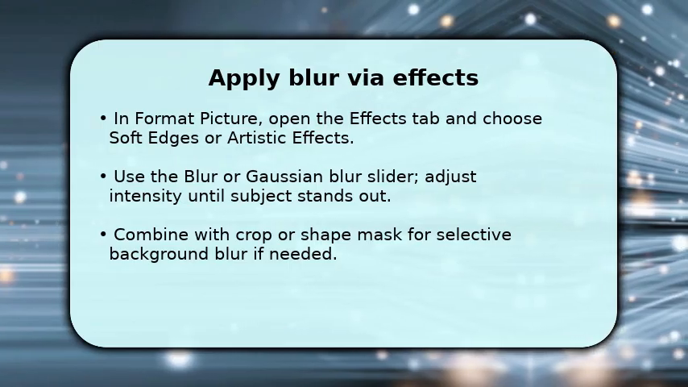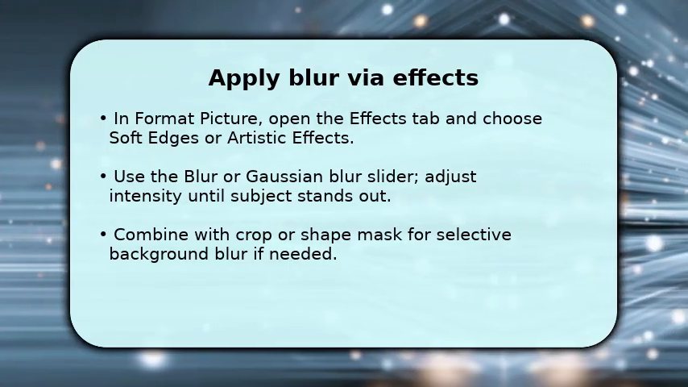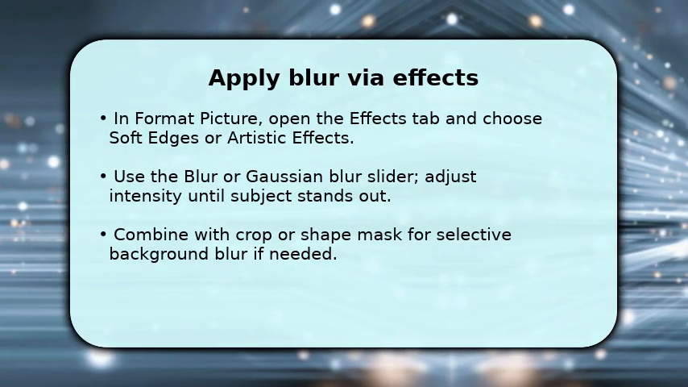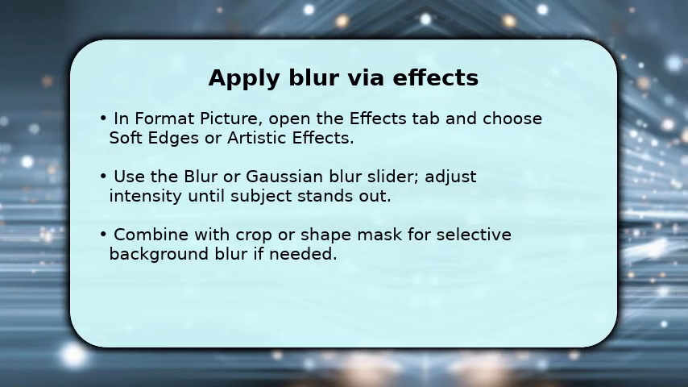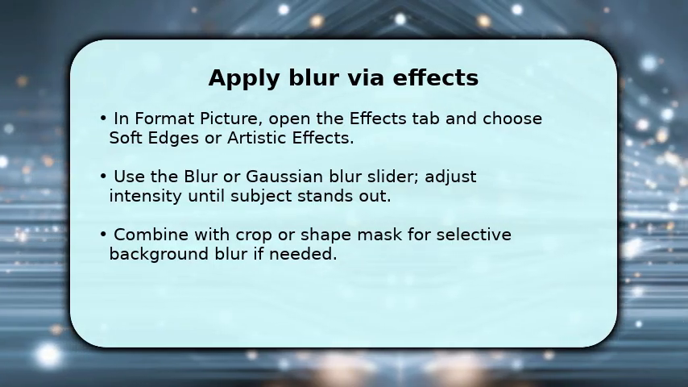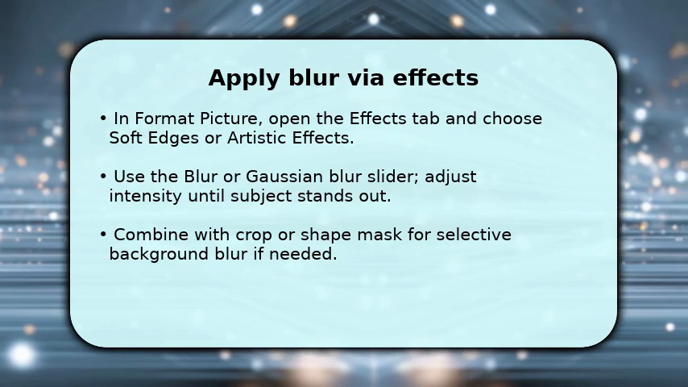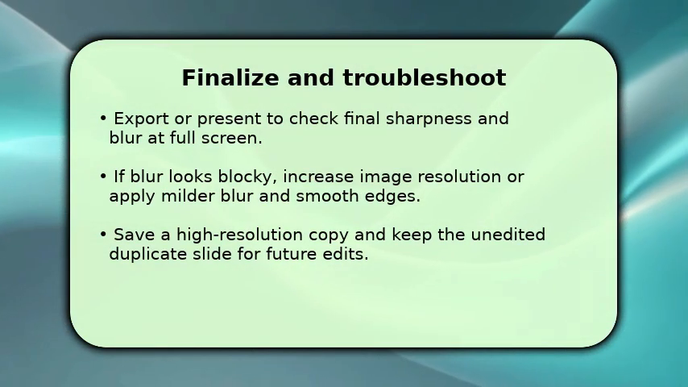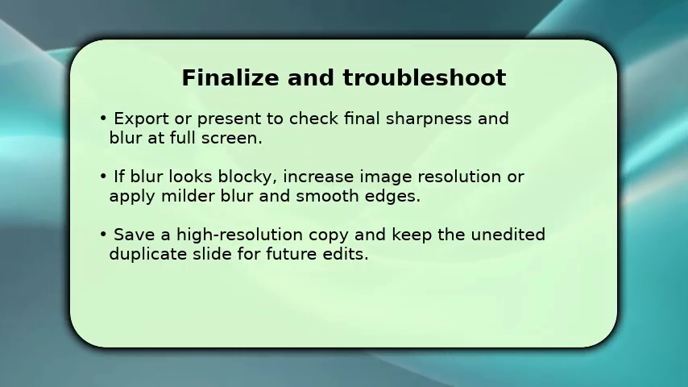If you need a selective blur, duplicate the image, mask the subject with a shape or crop, place the masked subject above the blurred layer, and align precisely. Make sure edges are feathered so the composite looks natural. Finish by previewing full screen or exporting a high-resolution image to confirm the blur reads well on different displays.